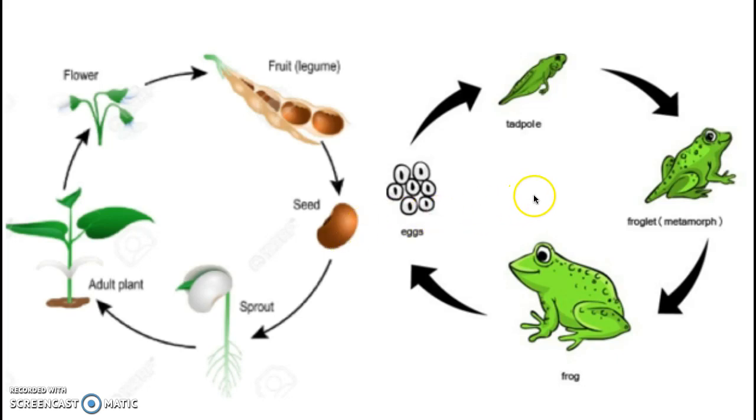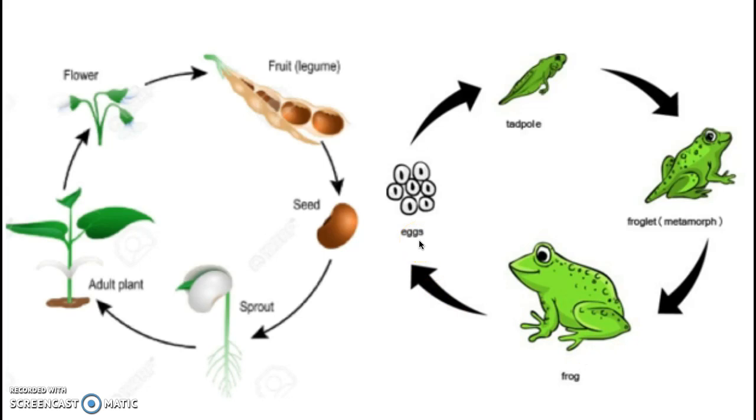Next, let's look at the animals. Here we have a frog. The frog starts as little eggs that grow and change into a tadpole and an even bigger froglet and into a frog, who then lays some eggs, and the life cycle continues.